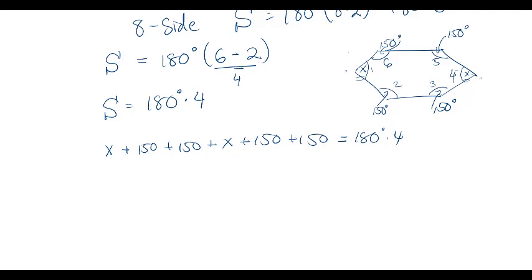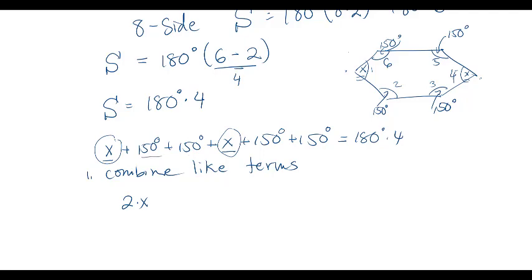Now the first step we always do is combine like terms. We have variable terms and we have constant terms. Let's put our units on these angles here. For the variable terms we have two x's, and since they're the same x, we don't know what it is yet, we can write that as 2 times x. Then we have 4 of these 150s, so let's write that as 4 times 150 degrees, and that should be equal to 180 degrees times 4.